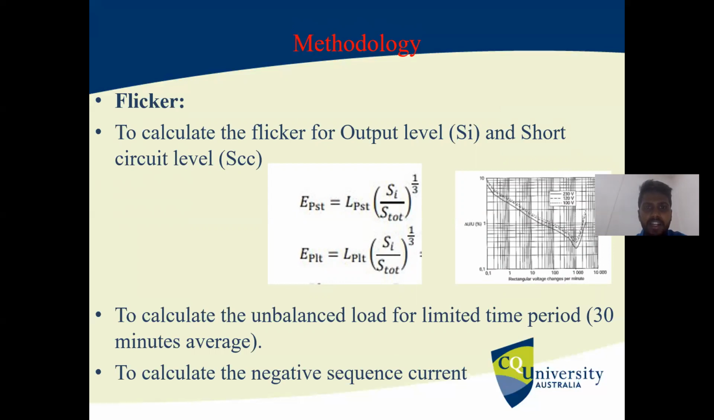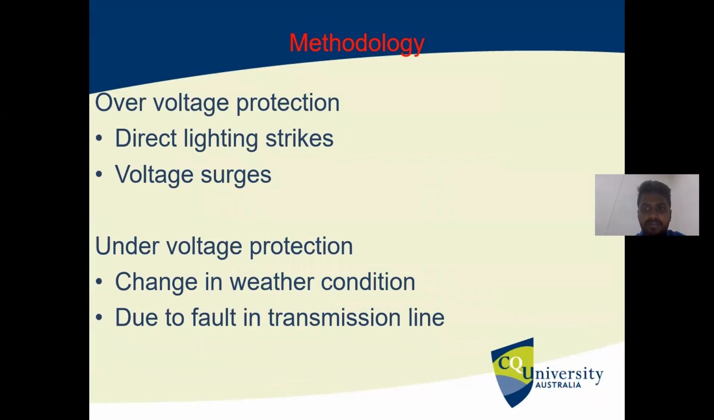And the next part is calculating the flicker. To calculate the flicker, we have two different sets of formulas. One is the short flicker and one is the longer flicker. It is evaluated over a 30 minute time period on average. When a short term flicker occurs, it lasts up to 10 minutes, and when a long term flicker occurs, it lasts up to 2 hours. But the most effective one is the short term flicker because we can reduce these flickers by calculating the negative sequence current.